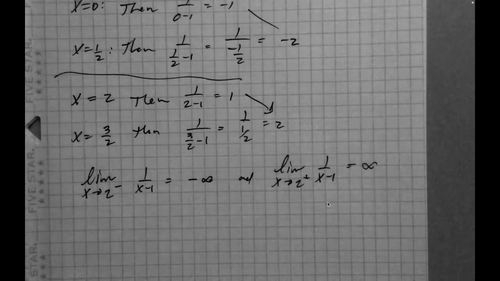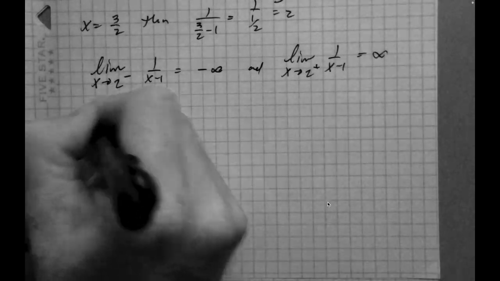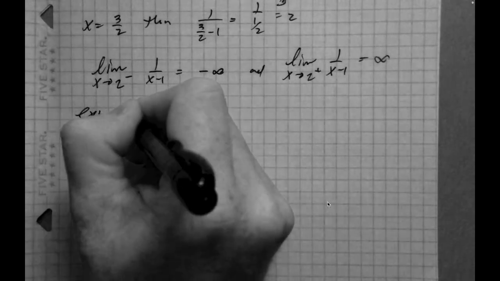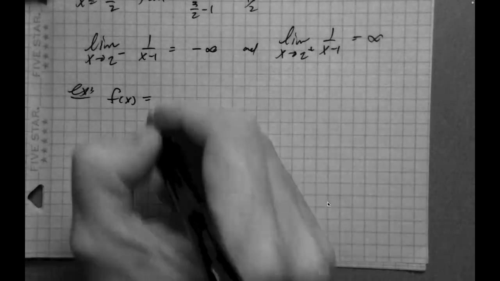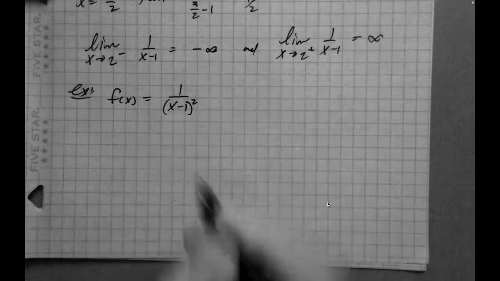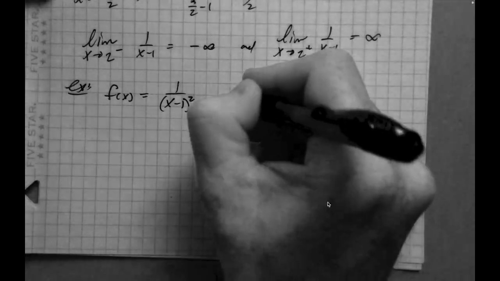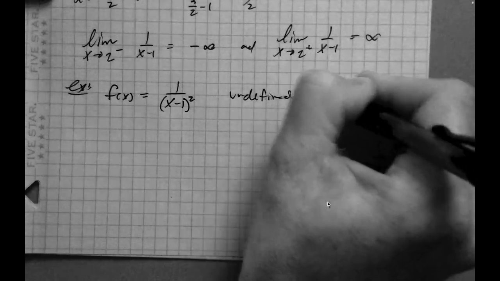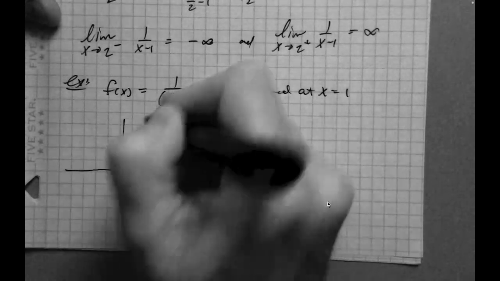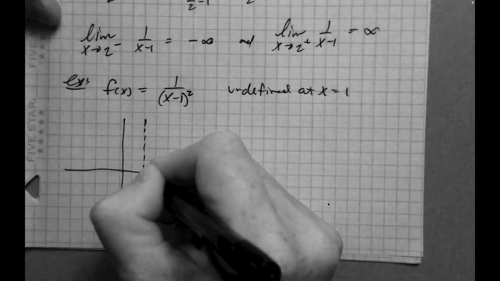Okay, another example similar to this. Let's take a look at f of x equals 1 over x minus 1 quantity squared. So obviously here the function is undefined at x equals 1. Okay, we can see that it's got a denominator problem there, and so we're going to assume there's some kind of vertical asymptote there. Okay, so again, here's your x equals 1. All right, so what is the function doing as x approaches 1?